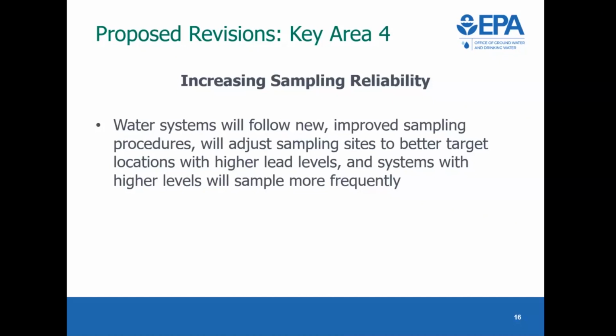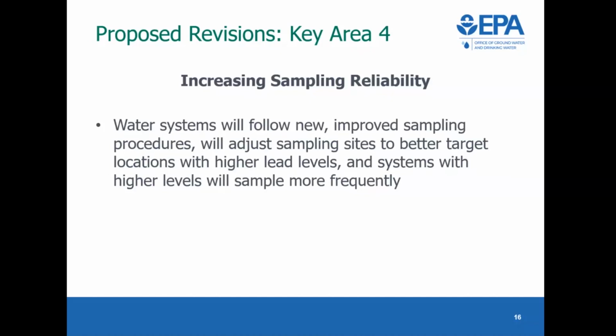For the second component, targeting the locations with higher lead levels, in systems that have known lead service lines, systems will be required to take 100% of their tap samples from lead service line locations. So under the current rule, they're required to take 50% from lead service line locations. Under the revisions, it would be 100%.